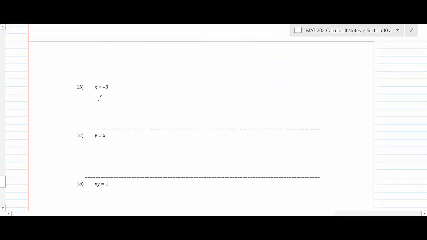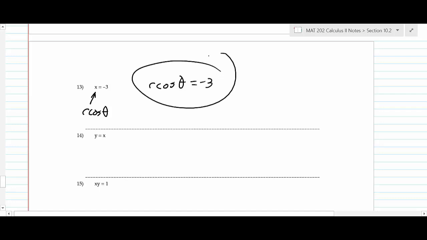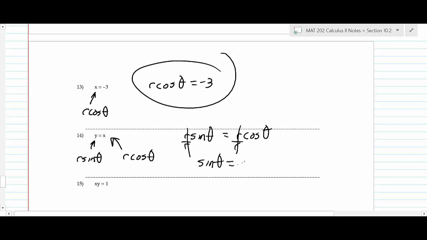Okay, let's do these real quick. So what's x? x is r cosine theta. So you would get the answer r cosine theta equals negative 3. That's good enough. Okay, that's all you do. The next one, y is r sine theta. Okay, x is r cosine theta. So you're going to get r sine theta is equal to r cosine theta. And then generally it could be written that way, but you could also divide by the variable r because it isn't going to make any difference. Okay, so that gives sine theta is equal to cosine theta.